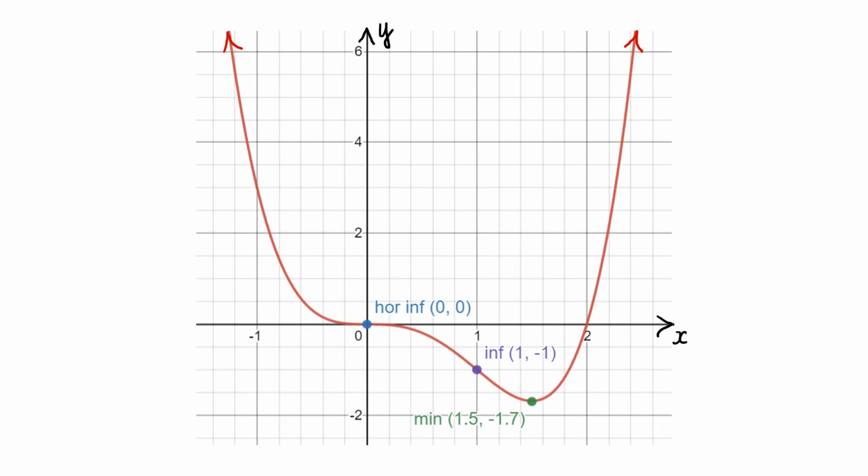Right, here's our graph. We have a horizontal inflection here at (0, 0), a normal inflection at (1, -1), and we have a minimum point at (1.5, -1.7). And then make sure that your ends of your graph go above the x-axis and put arrows on both sides.